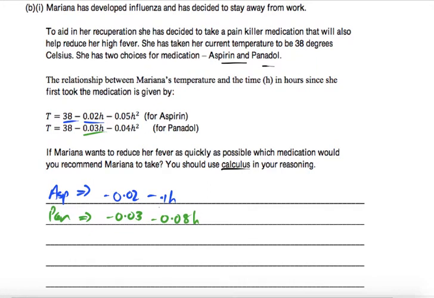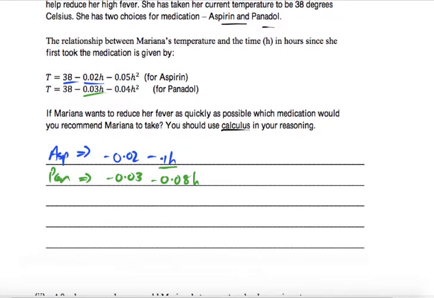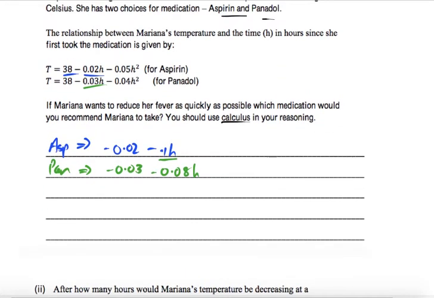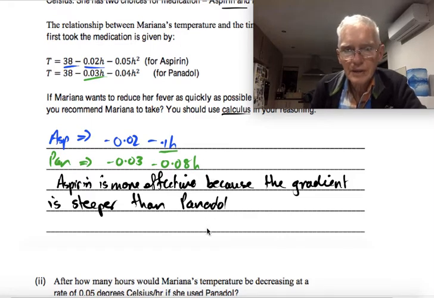So this one has a steeper gradient than this one here. So the aspirin will be more effective because of the gradient that is steeper. So aspirin is more effective because the gradient is steeper. So there we have it, and that will give you an achieved mark.